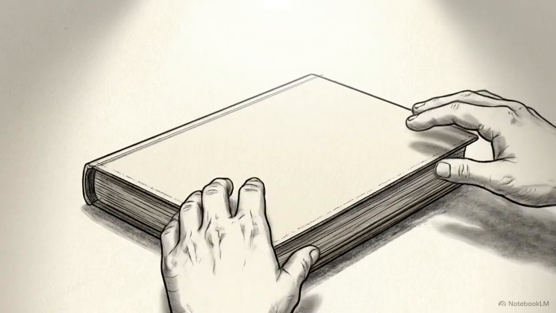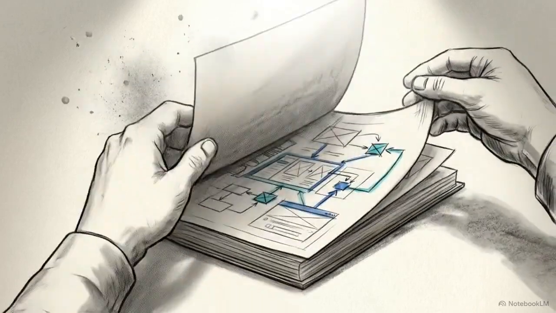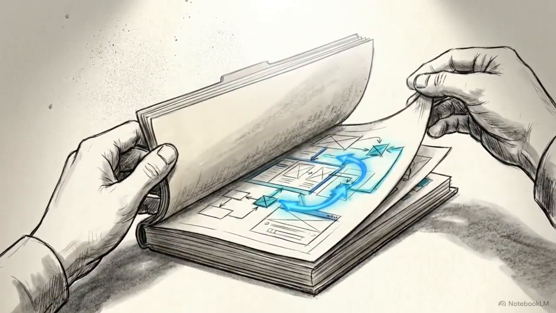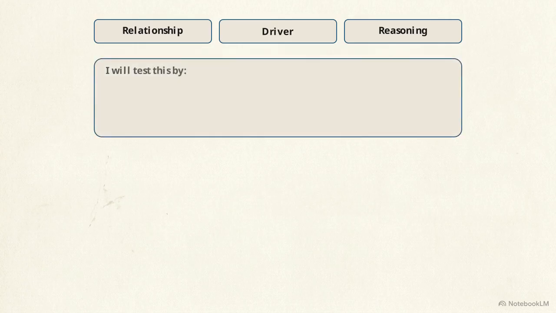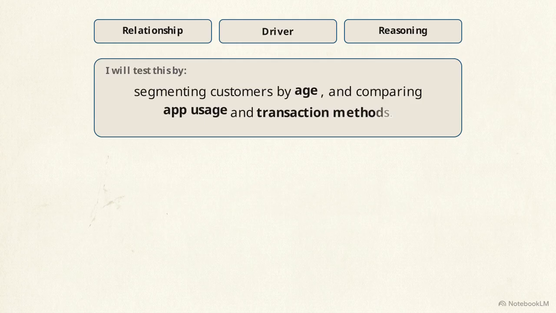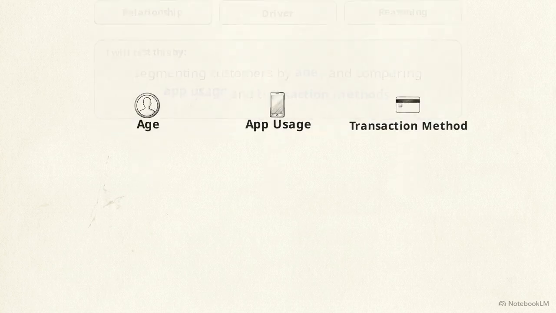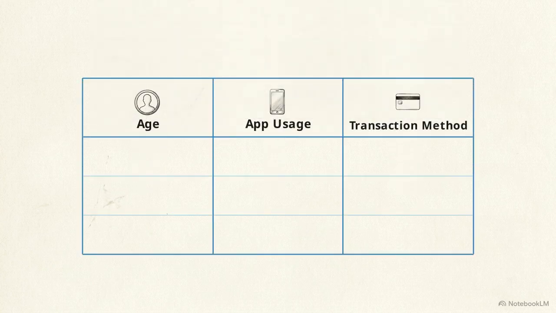Now that we know what we expect to happen, we have to turn that idea into a strict action plan. We finish the sentence by specifying the exact methods. I will test this by segmenting customers by age and comparing app usage and transaction methods. Look closely at those words: age, app usage, transaction method. These correspond directly to the physical columns you will need to query in your database.